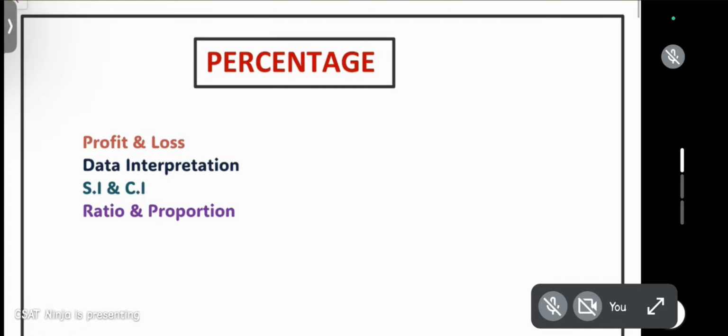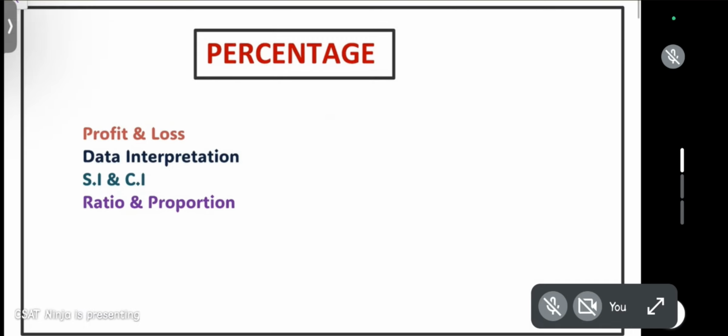When we talk about percentage, there are a few topics where percentage is directly related, such as profit and loss, and DI. Whatever exam it may be, you will see DI. In DI, we use only three concepts: percentage, ratio and proportion, and average. If you are clear with those three concepts, then DI is easy. And the third one is simple interest and compound interest.